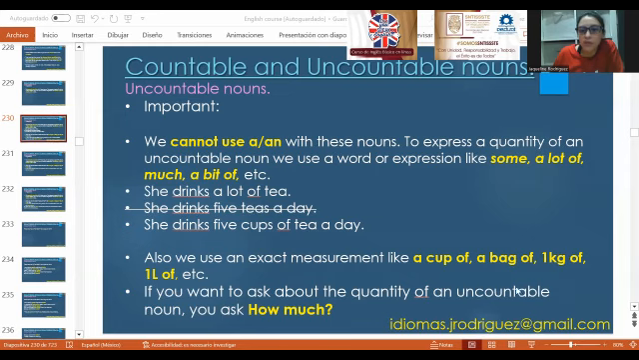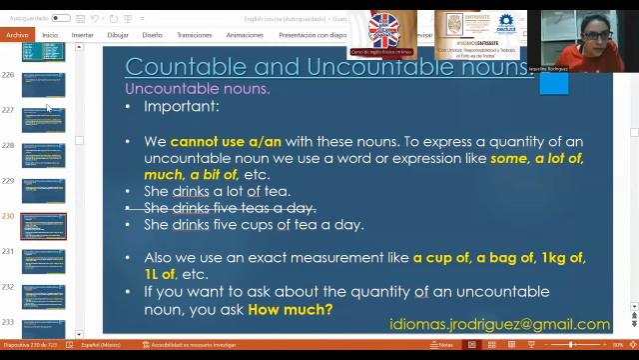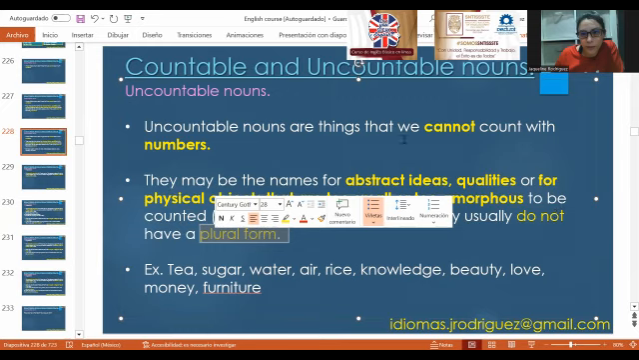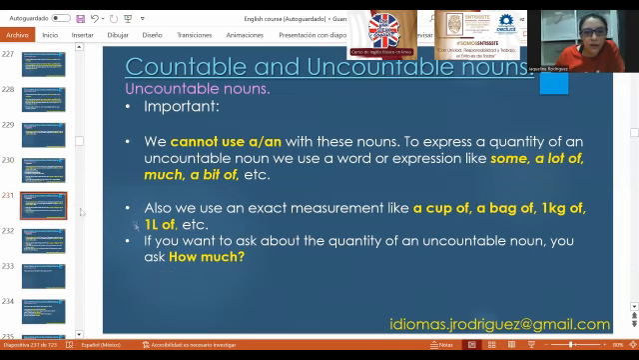Now, if you want to ask about a quantity of a countable noun, we use how many, and for uncountable nouns, we use how much. Okay, basically, we were there. Also, we checked that we have some differences between Spanish and English. We have some nouns that are not countable, right? Like tea, sugar, water, air, rice, knowledge, beauty, love, money, furniture. We use them also for physical objects that are too small or too amorphous to be counted. So, yes, they don't usually have a plural form.